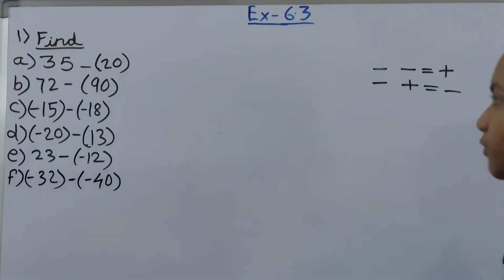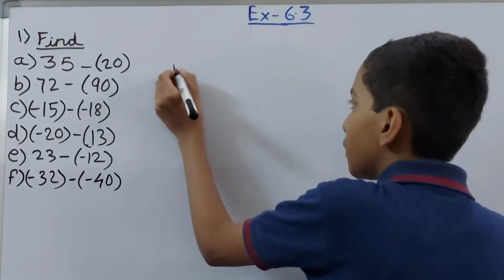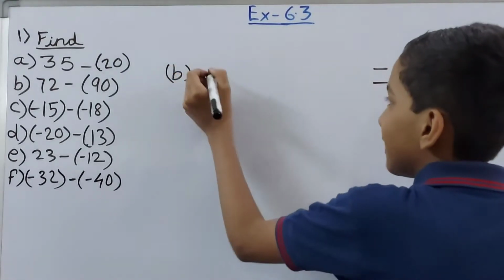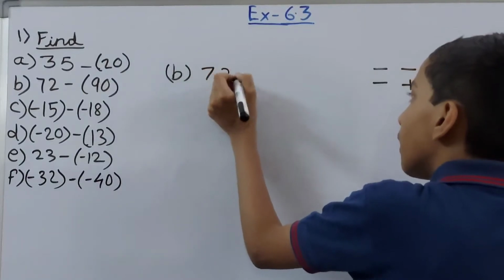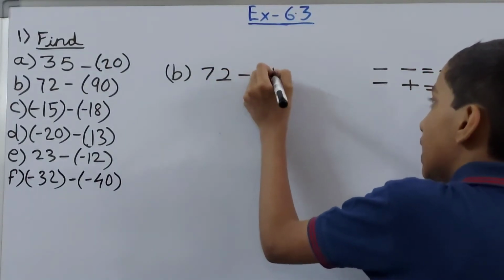Now friends, let's solve the B question. So the B question says 72 minus 90. Okay.